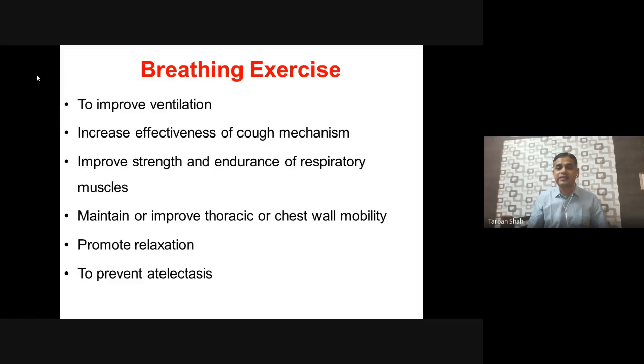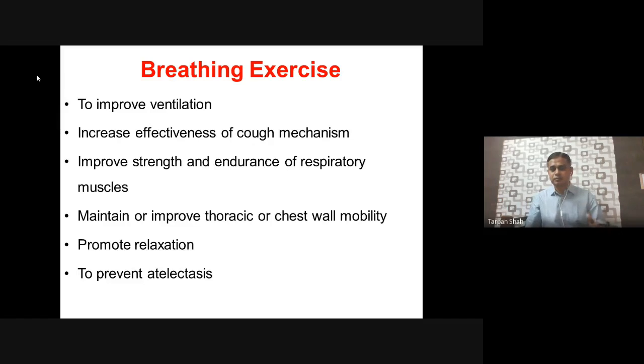Now, breathing exercise will basically be helpful to improve ventilation. That means the amount of air going in and out will be improved. Second, it will be helpful to improve the strength and endurance of the respiratory muscles, and both will be helpful to remove the cough from the chest.